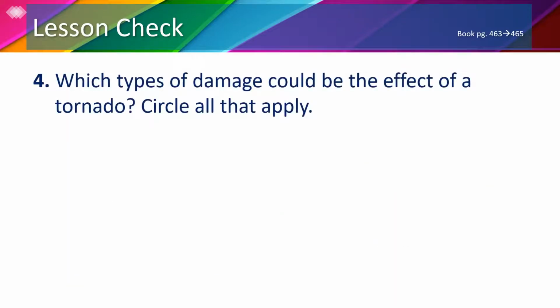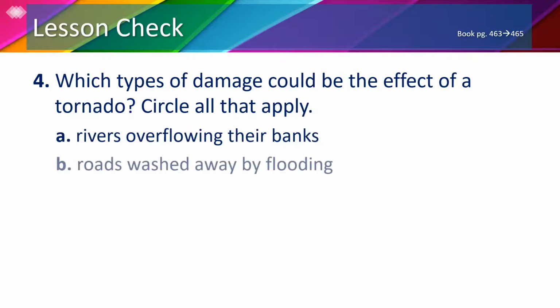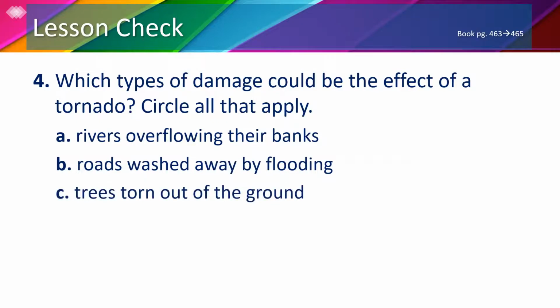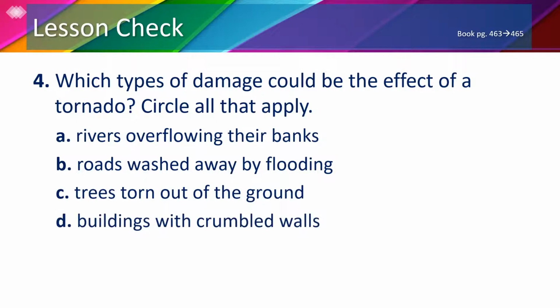Number 4. Which types of damage could be the effect of a tornado? Circle all that apply. Is it A, rivers overflowing their banks? B, roads washed away by flooding? C, trees torn out of the ground? Or D, buildings with crumbled walls? Tornadoes come with strong, fast-moving winds that could damage property and hurt people. So, trees can be torn out of the ground and buildings could have crumbled walls. So, the answers are C and D.